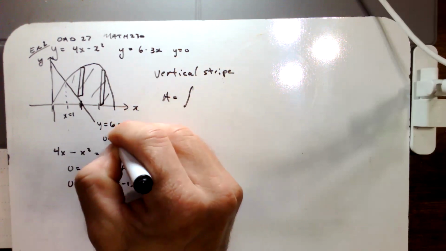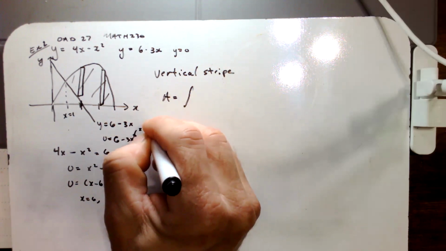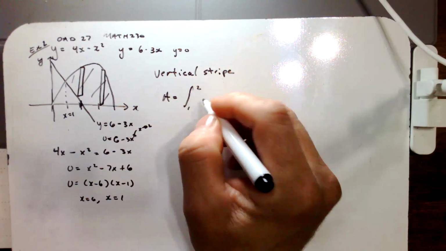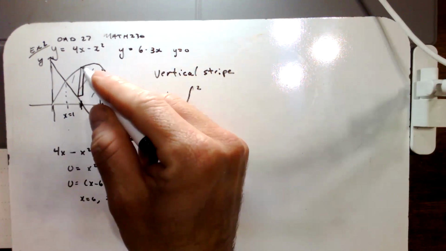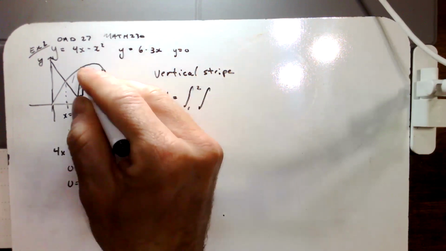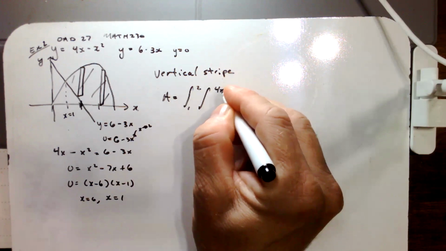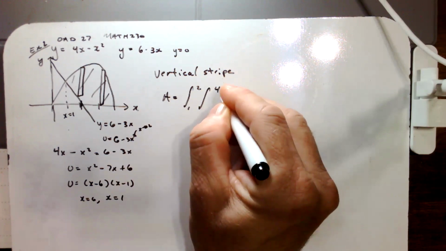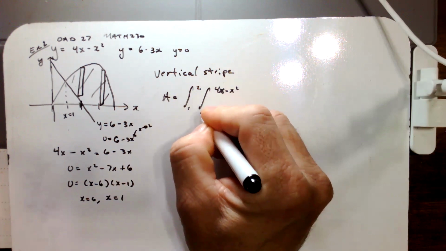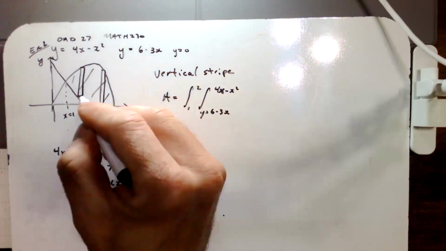So if this equals 0, then 6 minus 3x, if x is equal to 2 here, that's pretty obvious. So this first one is going to go from 0 to 2. And if you look at the upper function, that's the first part. The upper function is going to be 4x minus x squared, and that's what y equals. And then the bottom part here is going to be y equals 6 minus 3x. Okay, so that's this part.